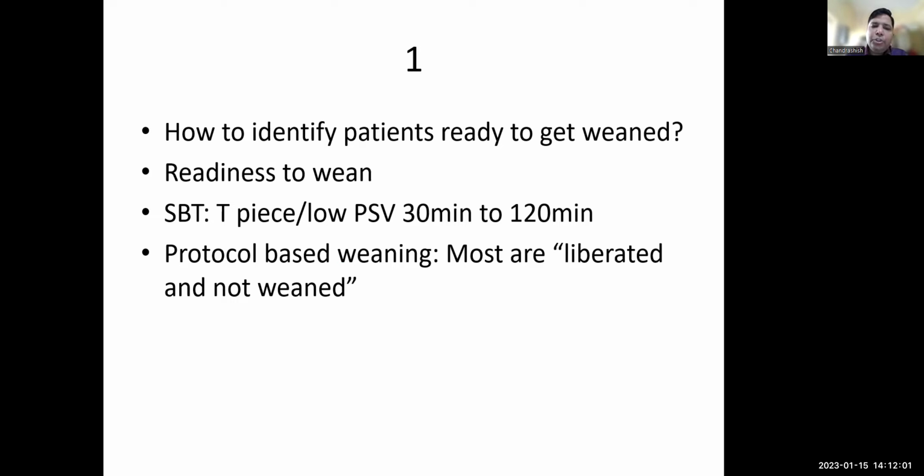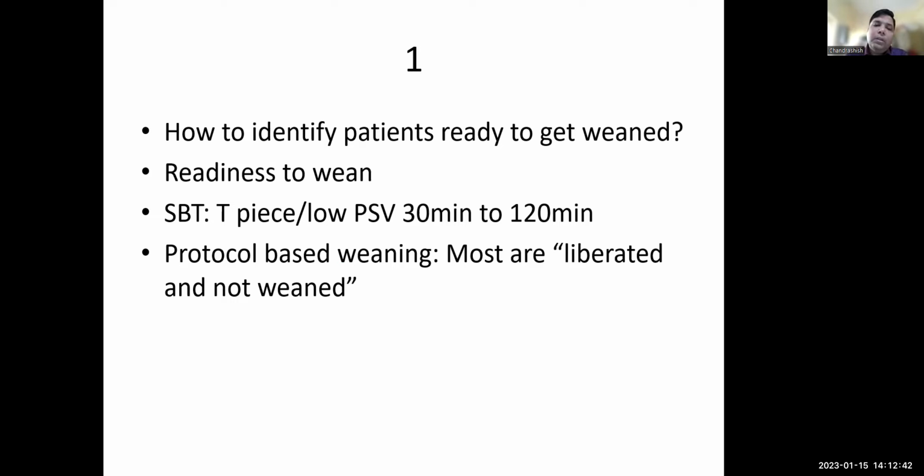Now, how long should this trial or a spontaneous breathing trial be given? Our studies, very large studies published, although long back, by Esteban from Spain. And he clearly showed that you can give them a T-piece or low pressure support ventilation trial from 30 minutes to 2 hours. And there is no difference in the success of weaning, whether you give them a trial of 30 minutes and then do a blood gas, or you give them a trial of 2 hours and then do a blood gas. So 30 minutes is good enough.